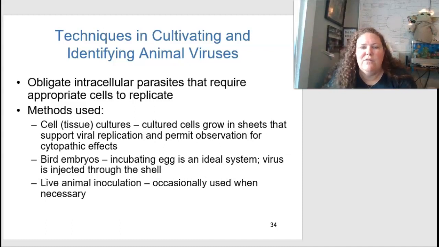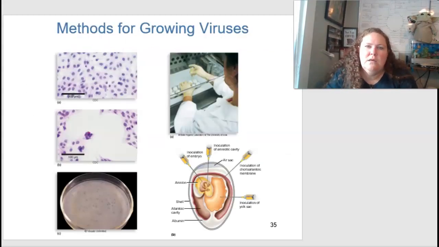Or you can have live animal inoculation, and this is occasionally used when necessary, but we try not to use animals when we don't have to. But when we do use them, we have to use them for a good reason, and this would be a good example of that. So there are different methods that we said, we can inoculate the egg, and this is how they do it, right? The inoculation of the embryo through the egg yolk, and how you would actually do it under a sterile environment.